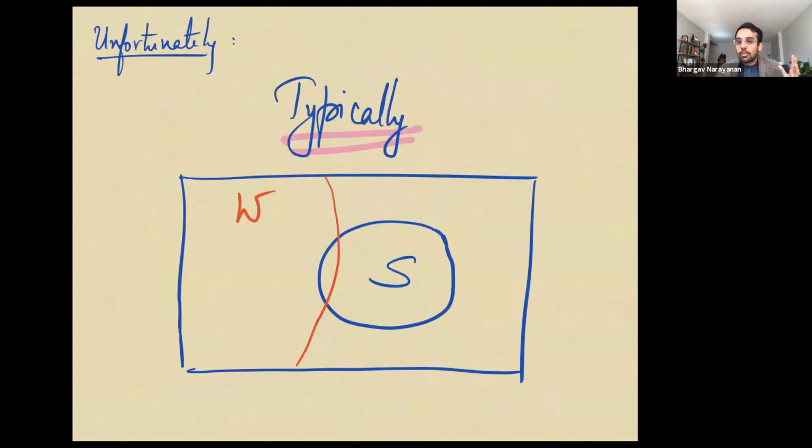But of course, that's sort of hogwash. This is not going to happen. Typically, what you're going to see is something like this picture. If you look at a typical set from your hypergraph and this random bite W here, it'll slice off a tiny sliver of S. And the typical S won't really have much bitten out of it.